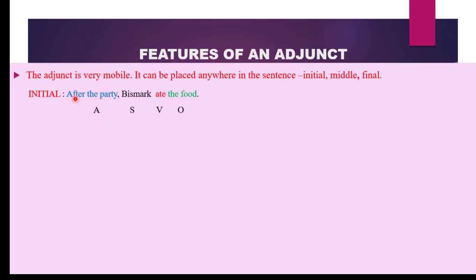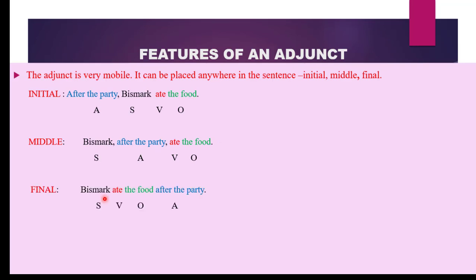Let us have the same adjunct occurring in the middle of the sentence. Bismarck, after the party, ate the food. Where is our adjunct now? It has appeared in the middle of the sentence. This means that the adjunct is very mobile. You can move it to the middle of the sentence as well. Is it possible to move this adjunct to the end of the sentence? Let us see. Bismarck ate the food after the party. When did Bismarck eat the food? After the party. So the adjunct has appeared at the end of the sentence.